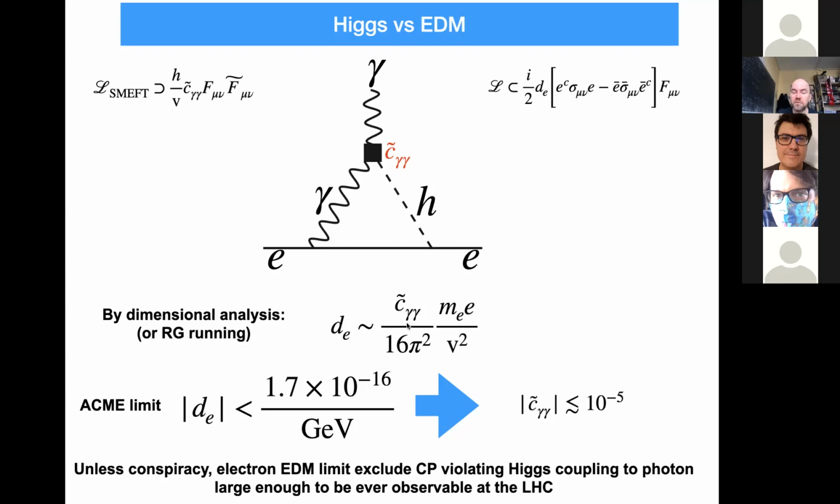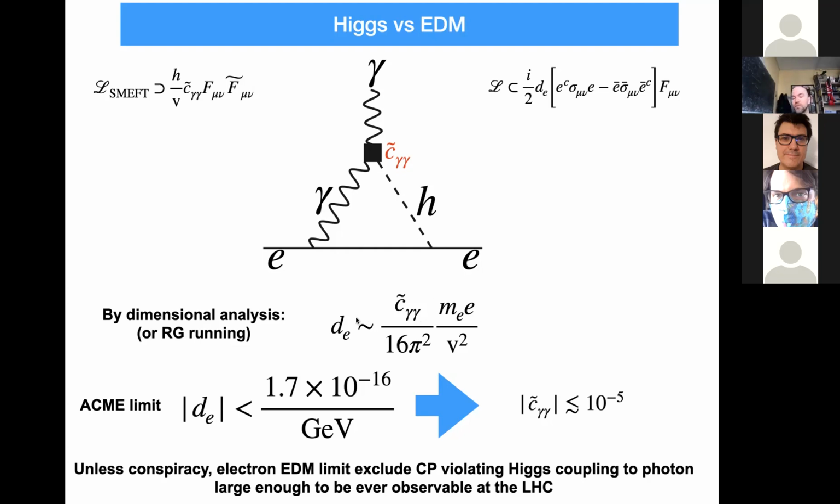And just by dimensional analysis, you don't have to calculate this loop. There's a loop factor, of course. It has to be proportional to the CP violation in the Higgs sector, so it has to pick up the C twiddle. It has to be proportional to the electron mass, because the Higgs coupling to the electron is proportional to the electron mass, so it picks up the Yukawa coupling here. And just by dimensional analysis, d is 1 over energy, so it has to be m_e over v squared. There are no other scales that you can add here.